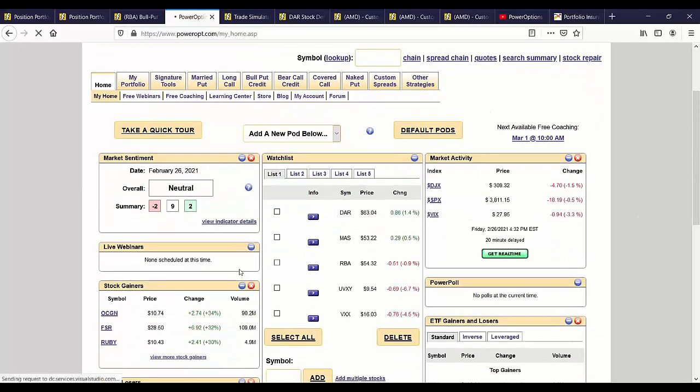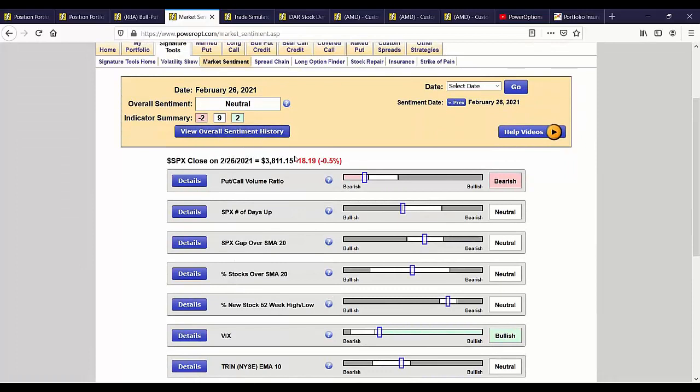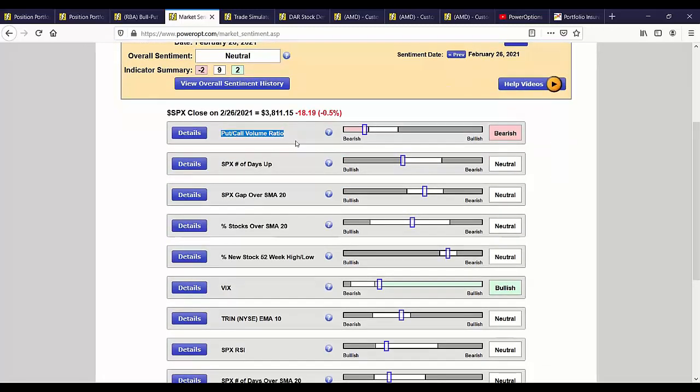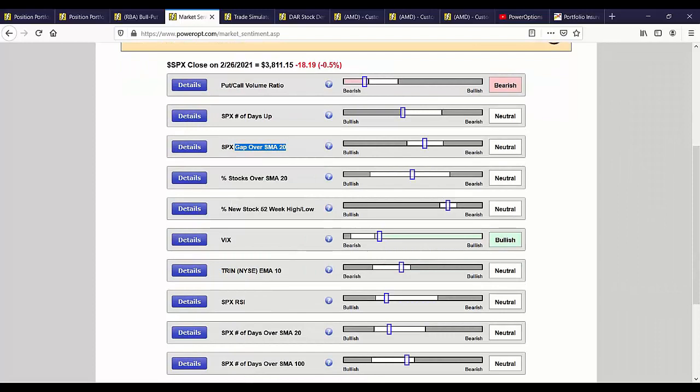Okay, so we use 13 broad-based indicators here to define the market sentiment. From the pod there, you just click on the market sentiment and it takes you here where you can see the different ones. The put-call volume ratio across the market. The number of days SPX has been up or down. The SPX gap over the SMA 20, the 20-day moving average, of course. The percentage of stocks that are over their 20-day moving average and the percentage of stocks that are at their 52-week high versus the percentage of stocks at 52-week low, or the 52-week high-low ratio.